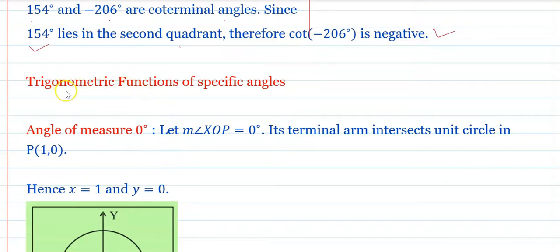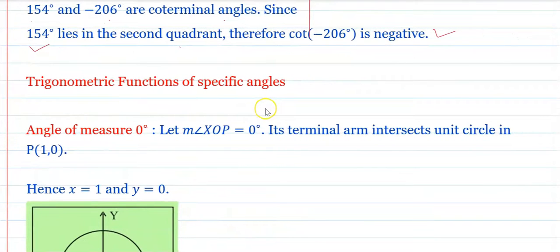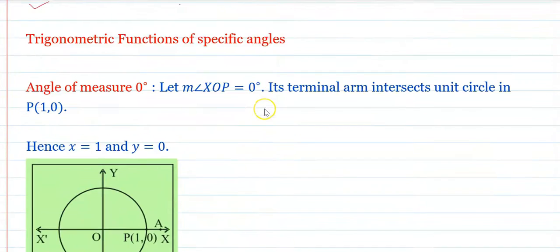Next, trigonometric functions of specific angles. मग यामध्ये कोणते angles घेणार आहोत आपण 0, 90, pi, 3 pi by 2 and 2 pi.